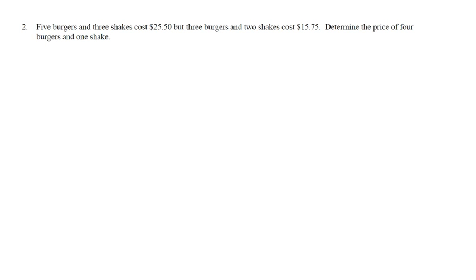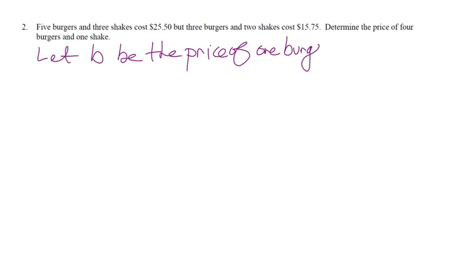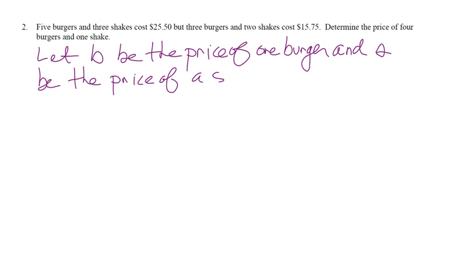So we're going to start with a statement. Let B be the price of 1 burger. And S be the price of a shake. Okay, so we've defined our variables. What's next?